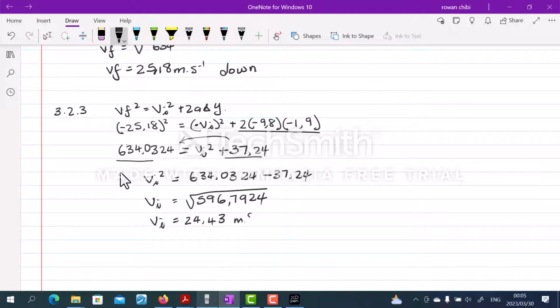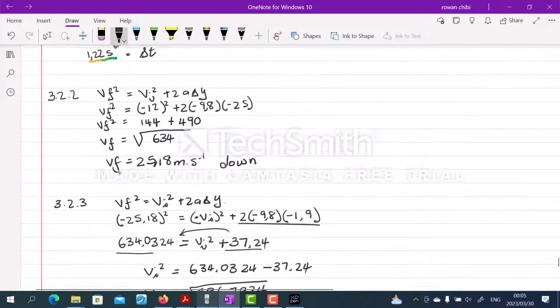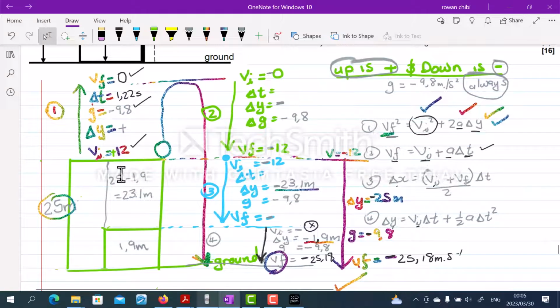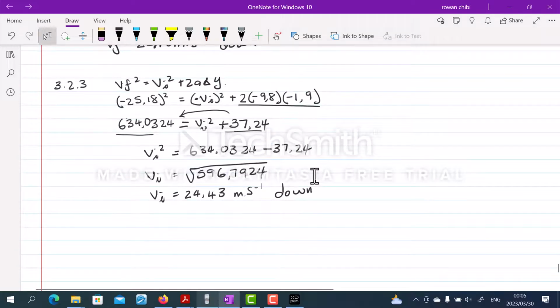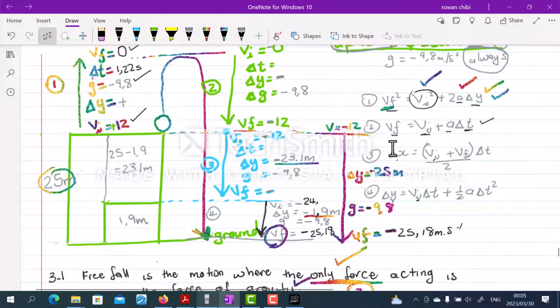24,43 meters per second is downwards. So this initial velocity, this one that we did not know, now we know it's negative 24,43 meters per second, and it is negative also. So we do have now the initial velocity. Let's go back to that question now.